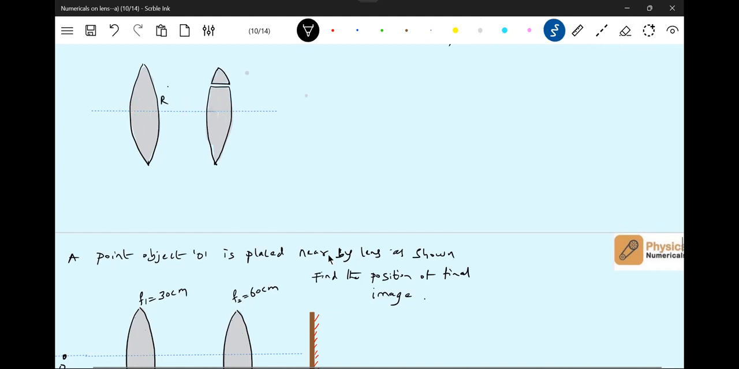Earlier it was radii r, mu. So what is the focal length of this? r by... Now what happened? The focal length will not change, because focal length depends on what? Radii and the refractive index. If you cut parallel to the optic axis, none of the parameters got disturbed here. The focal length will not change.